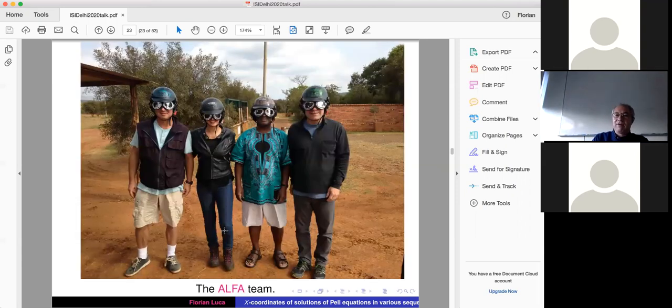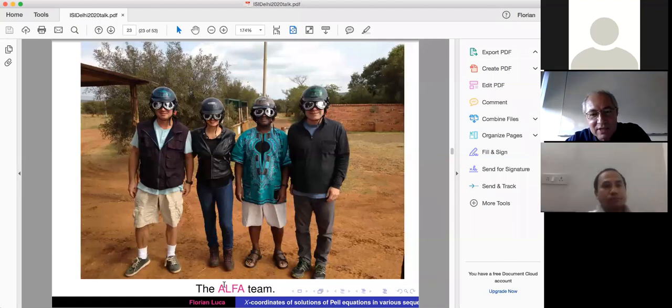And here's the 4 of us working on Fibonacci numbers. Shanta might recognize this place. It's a game farm close to my game farm in South Africa. We call ourselves the Alpha Team, from Amanda, Laszlo, Florian, and Alain. And I'll let you guess who is who. You see, we weren't wearing masks then because it wasn't COVID time, but we were wearing goggles and helmets.